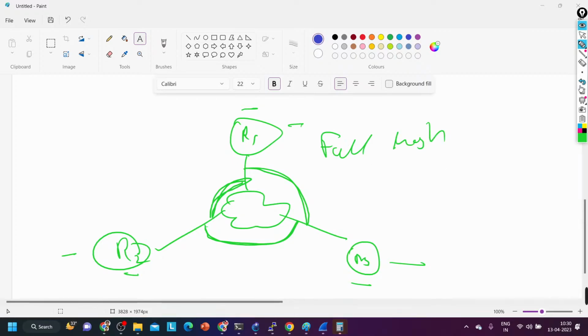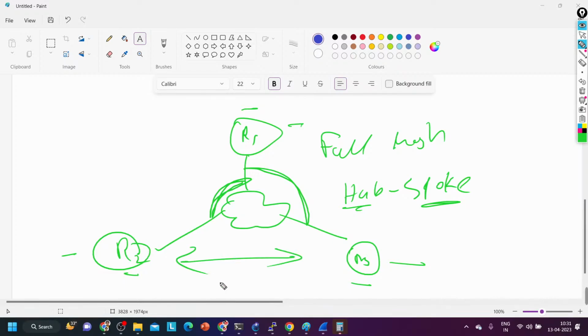But suppose if I have only 2 virtual circuits, this is which type of network? This is hub and spoke topology. Hub and spoke topology, because the hub router is connected with the spokes. There is no virtual circuit between a spoke and a spoke. Yes or no? Getting my point, Vicky?